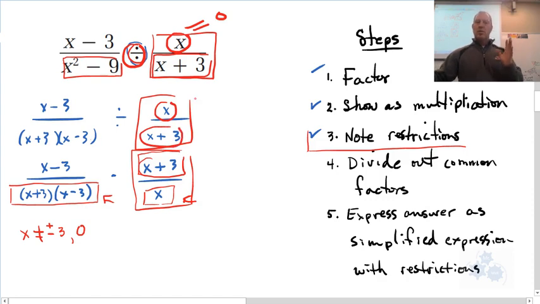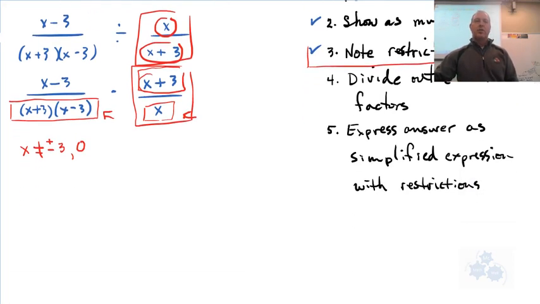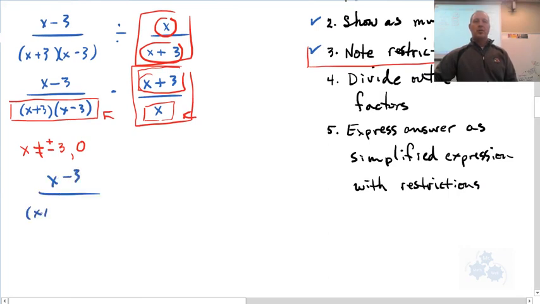Okay? So just remember that. That's one different thing. Okay, now we can keep going and we can divide out common factors. So I will just quickly recopy this so I can make new scratches on this for you. So this is what we have, x plus 3 over x.